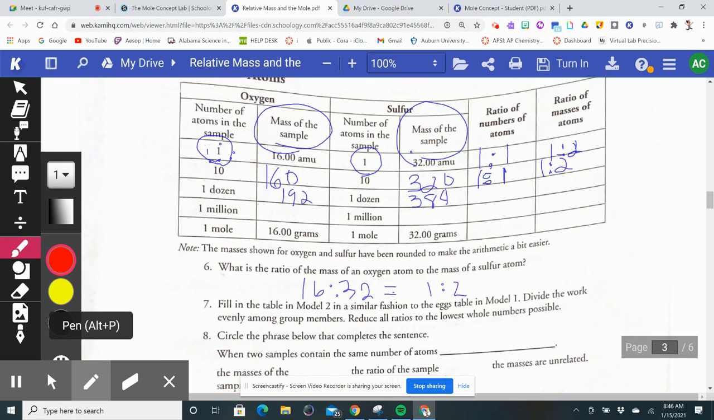So, what's the ratio of our number of atoms? Still 1 to 1. And what's the ratio of our masses? Still 1 to 2. Because 192 divided into 384 is still 2. All right, look at the next one. 1,000,000. 16 with 6 zeros behind it. Six million. And what about the next one? 32 with 6 zeros behind it.